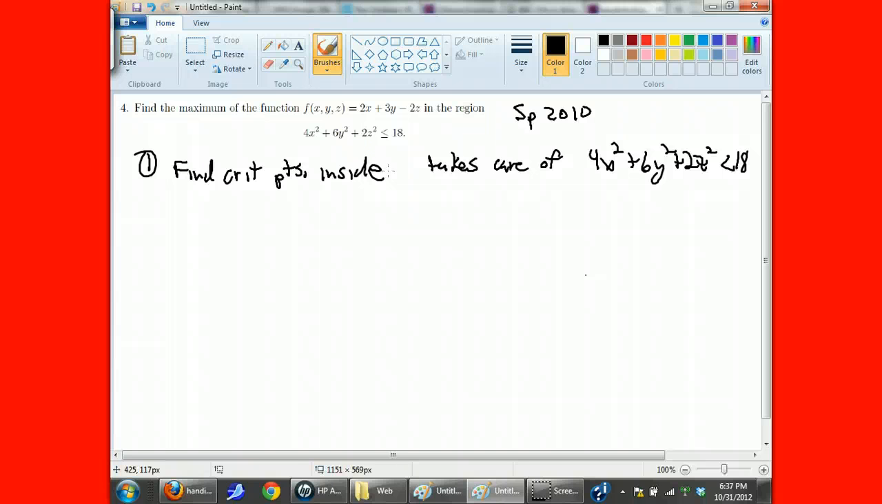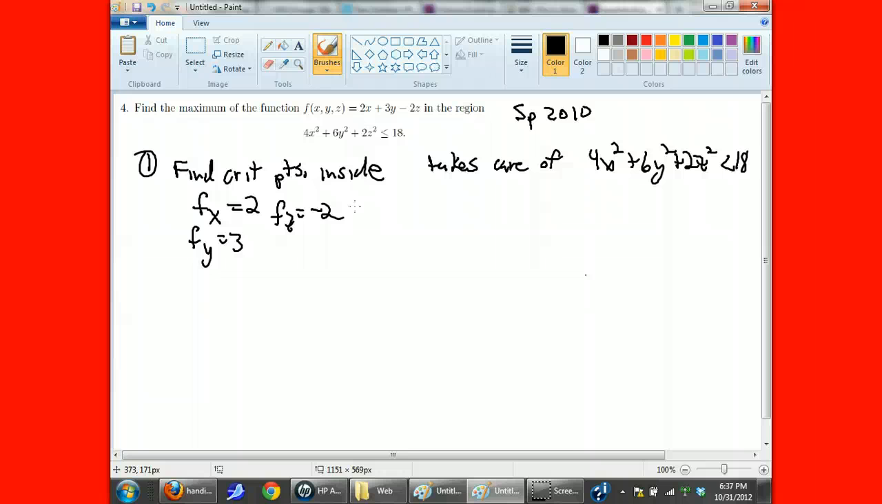Okay. But immediately, when we go take our partials, fx is 2, fy is 3, fz is negative 2. They'll never all be 0. Why can you not find a critical point? A critical point is a place where all your partials are equal to 0. It just can't happen.